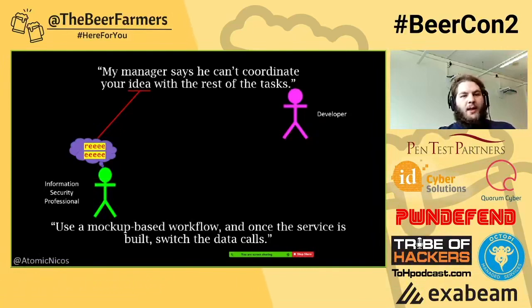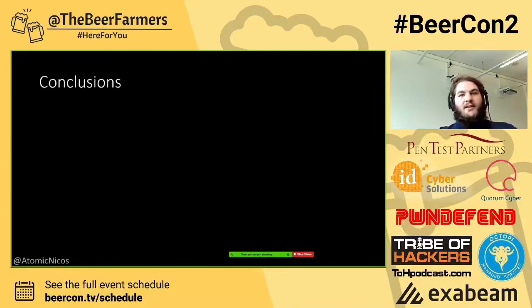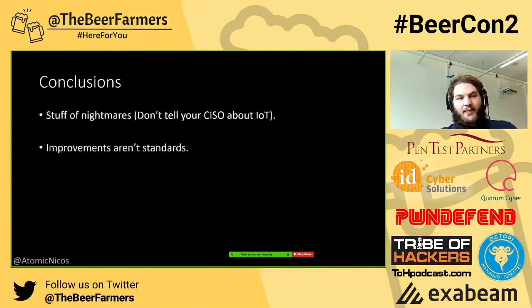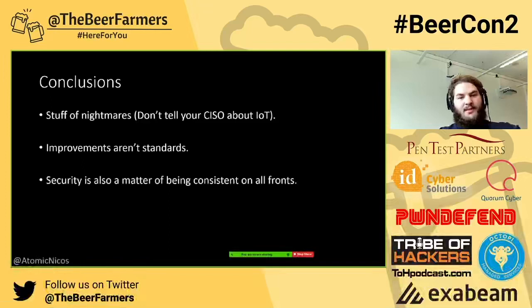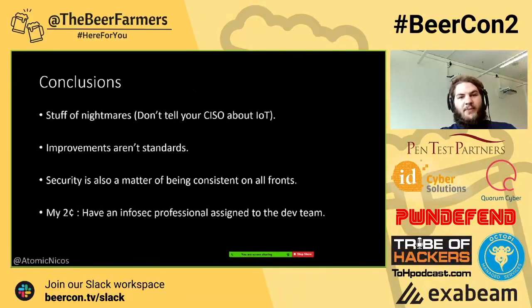So what are our conclusions? Well, IoT is the stuff of nightmares. Don't tell your CISO about it. Improvements in the field aren't standards yet. It'll take a while to get there. Security is a matter of being consistent on all fronts. You may have the best web or API security systems in place, but if your IoT is vulnerable, you're vulnerable. And my own 2 cents are to have an InfoSec professional assigned to the dev team, which will help you catch errors along the way.